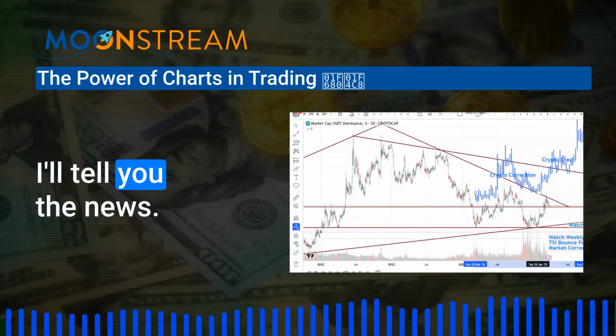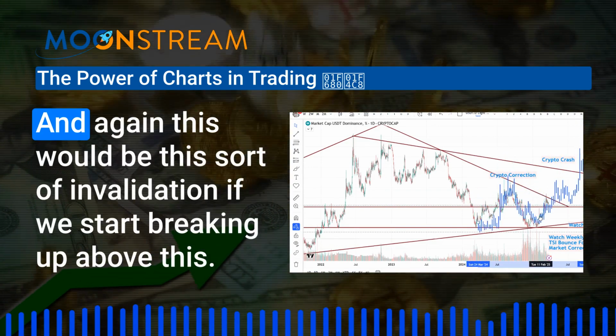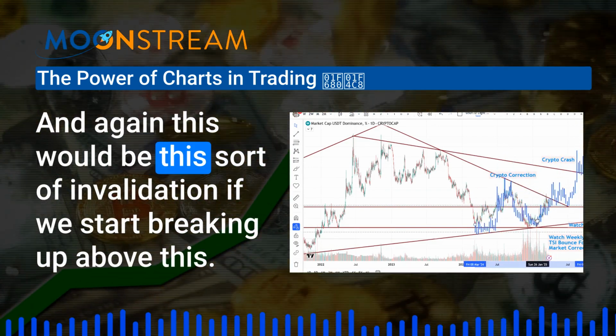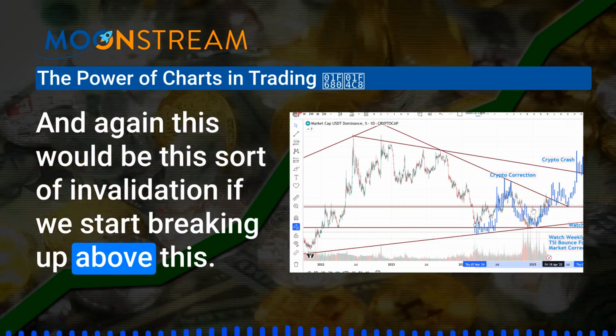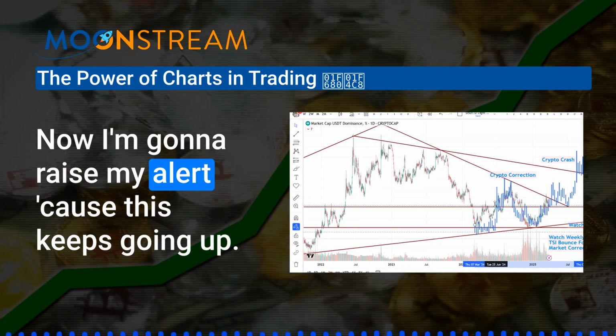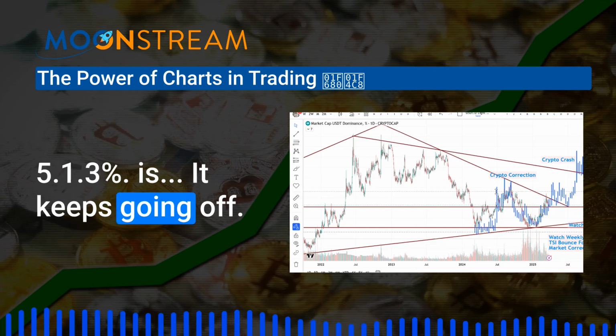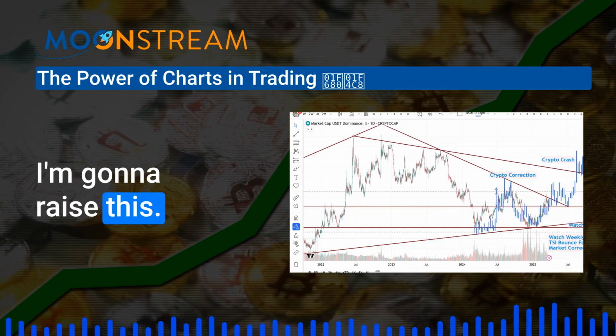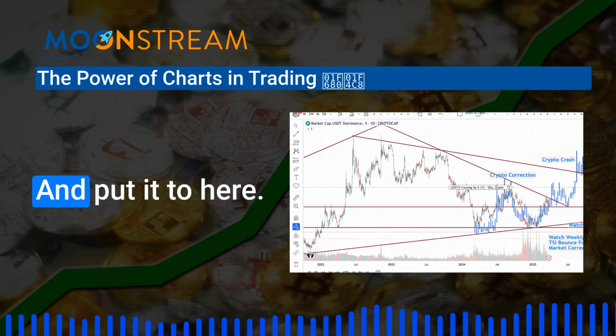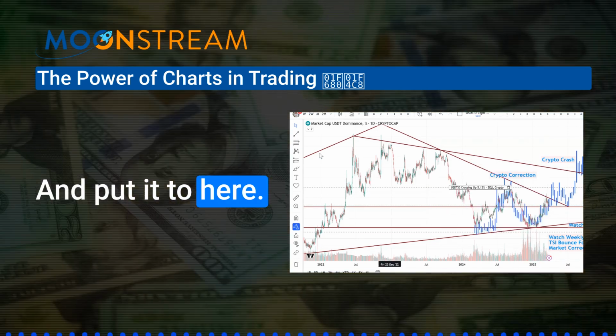Show me the charts, I'll tell you the news. And again, this would be this sort of invalidation if we start breaking up above this. Now, I'm going to raise my alert because this keeps going up. 5.13% is it keeps going off sell crypto. I'm going to raise this and put it to here.